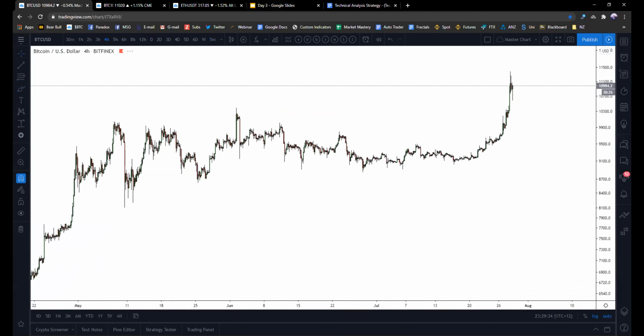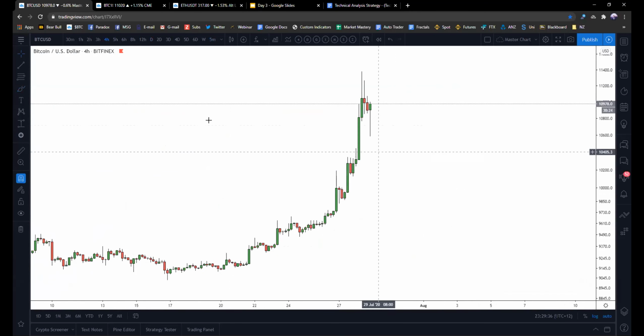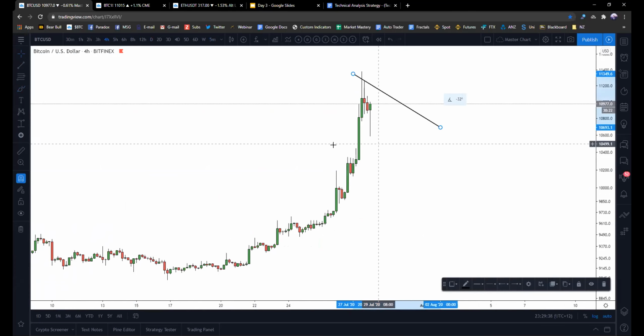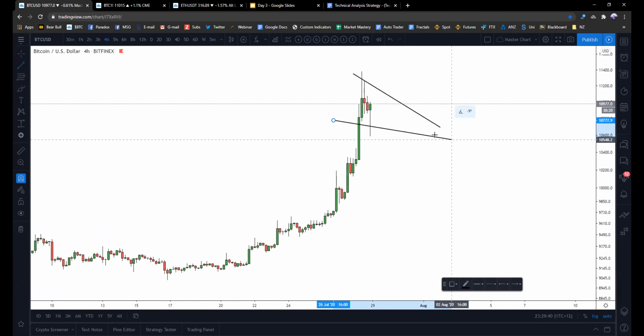Right? That's looking pretty good. I think this is going to end up as a consolidation. I don't think we're going to go higher yet. That's a pretty strong pin bar coming on the 4 hour.